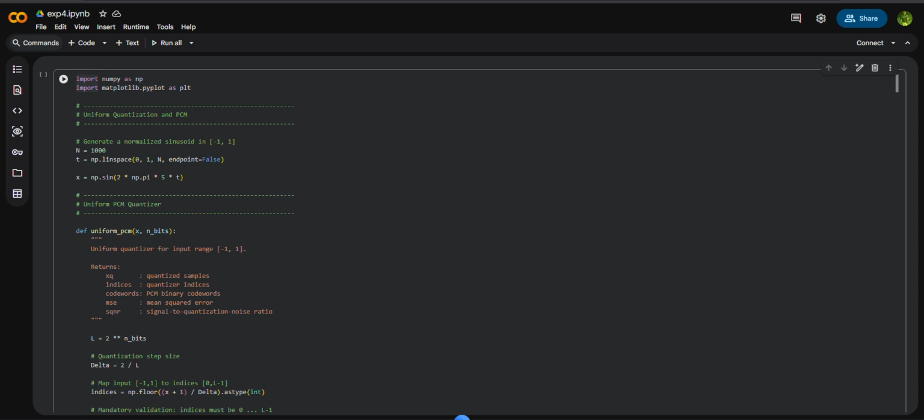Sir, today's experiment is experiment number 4, uniform quantization and pulse code modulation, or PCM, using Python. The main objectives of this experiment are to implement a uniform quantizer and PCM encoder from first principles, and to understand the relationship between the number of bits, quantization error, and SQNR calculation. We will test different bit resolutions: 2, 3, 4, 6.